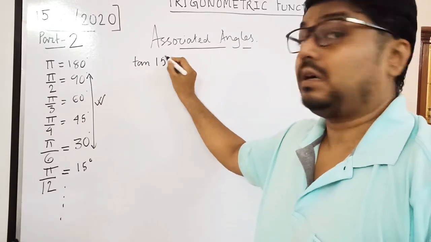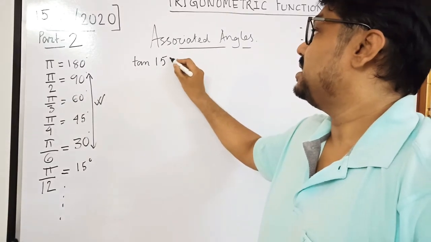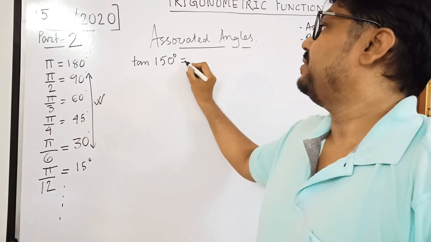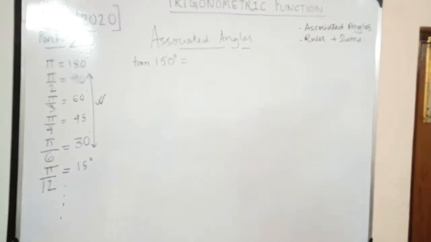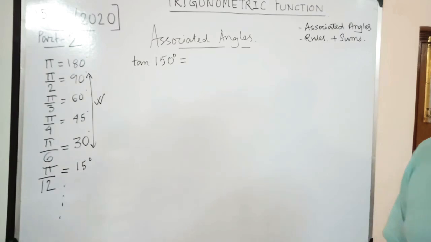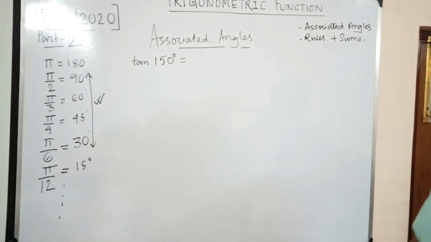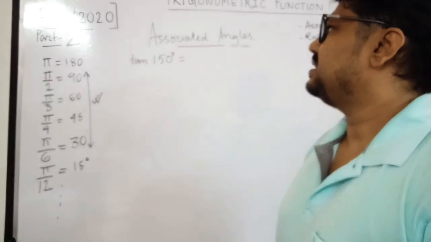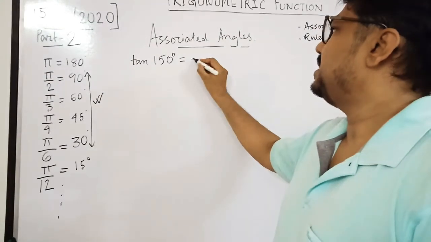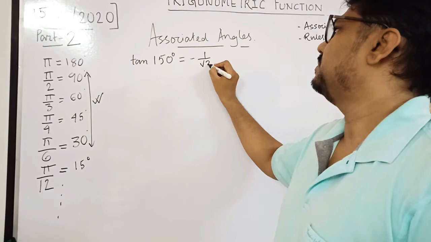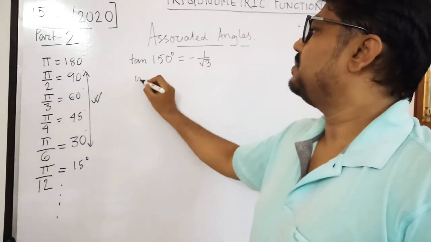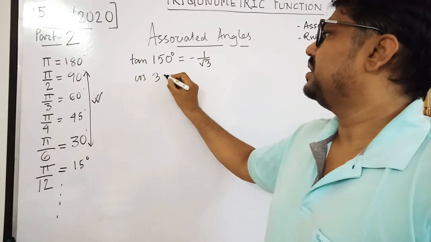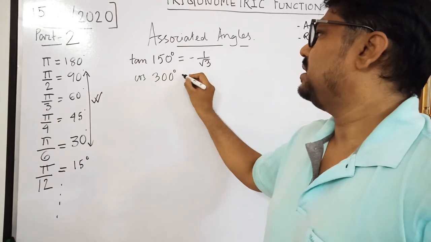Hope you won't understand yet, but still I will show you tan 150 degree. With class 10 knowledge, we don't know how to find tan 150 degree, but we will find that it is minus 1 by root 3. Again, I will take cos 300 degree. So cos 300 degree will be half.